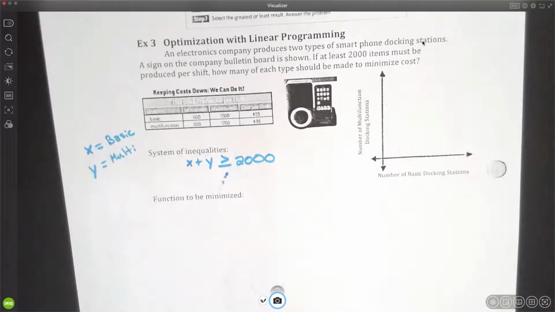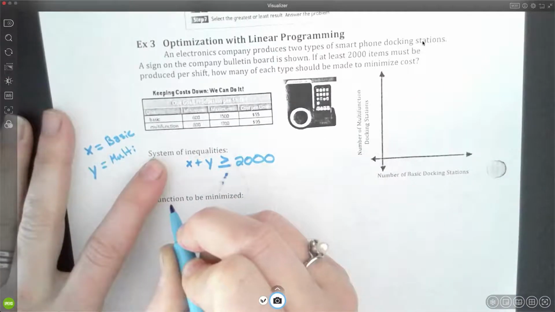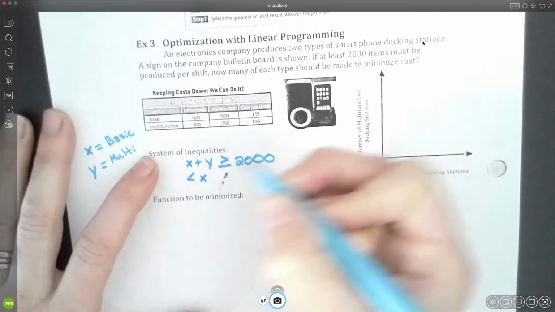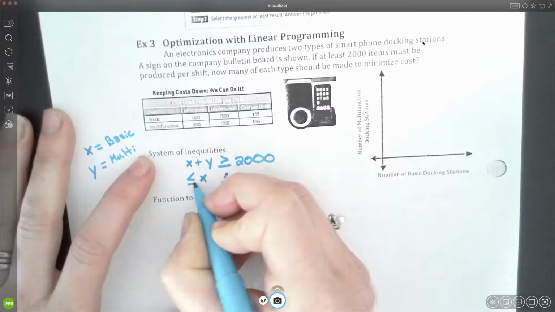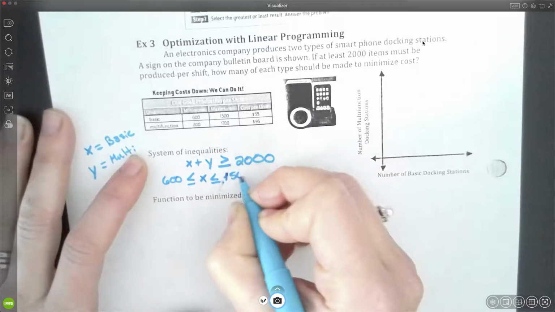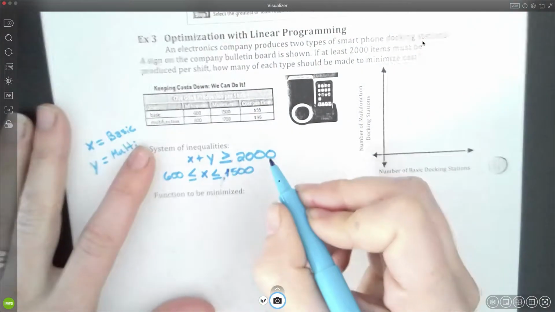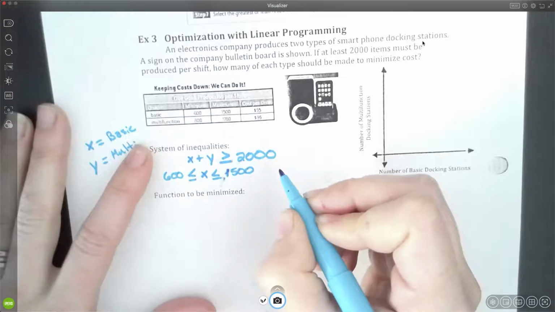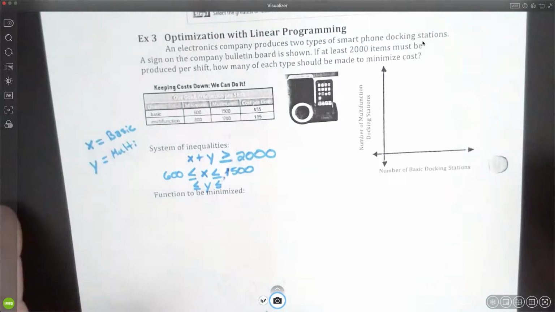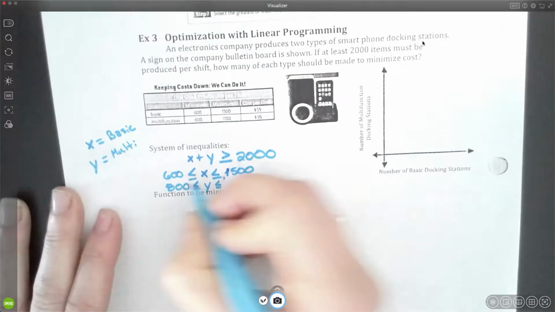Demand. So my X, basic was X. X has to live in between what two numbers? 600 and 1500, right? And then multifunction is my Y, and he has to live in between. We have to produce at least 800, but no more than 1700, right?